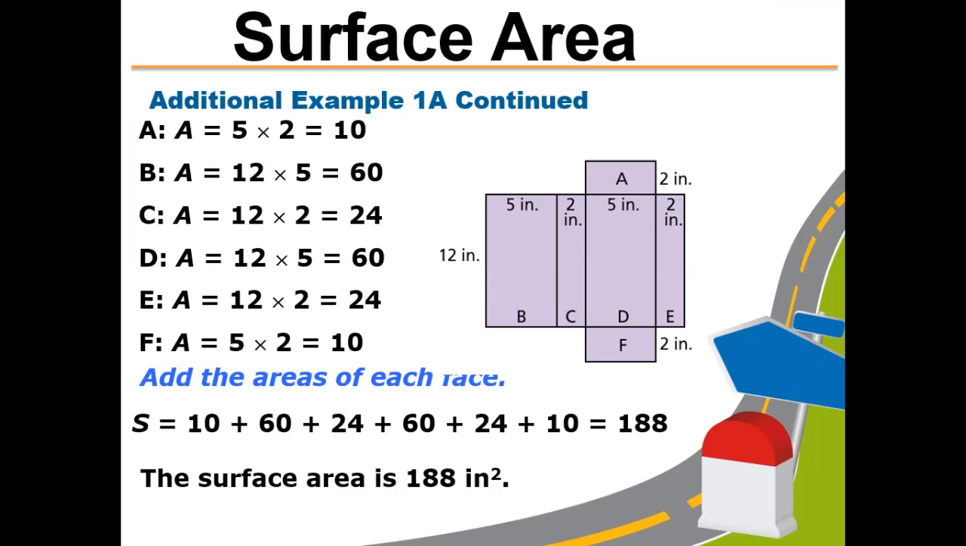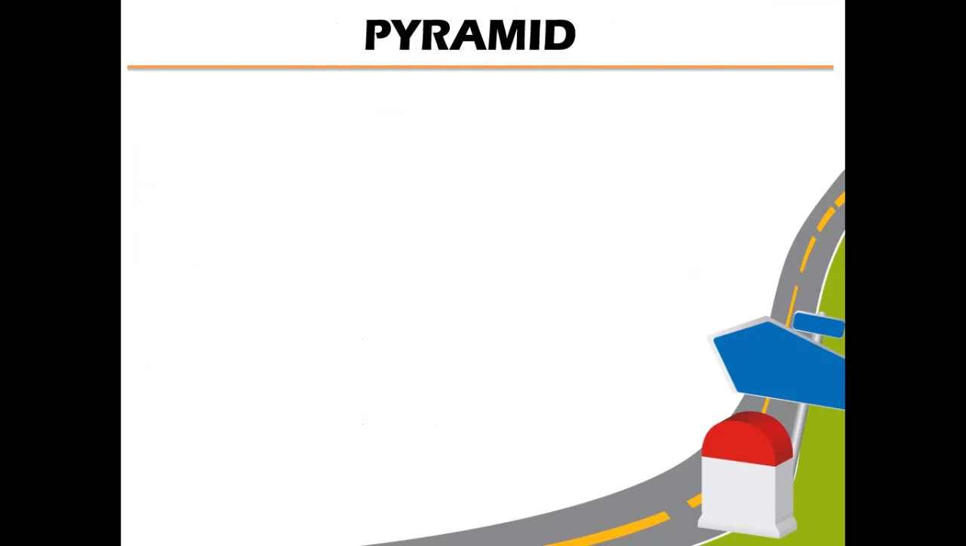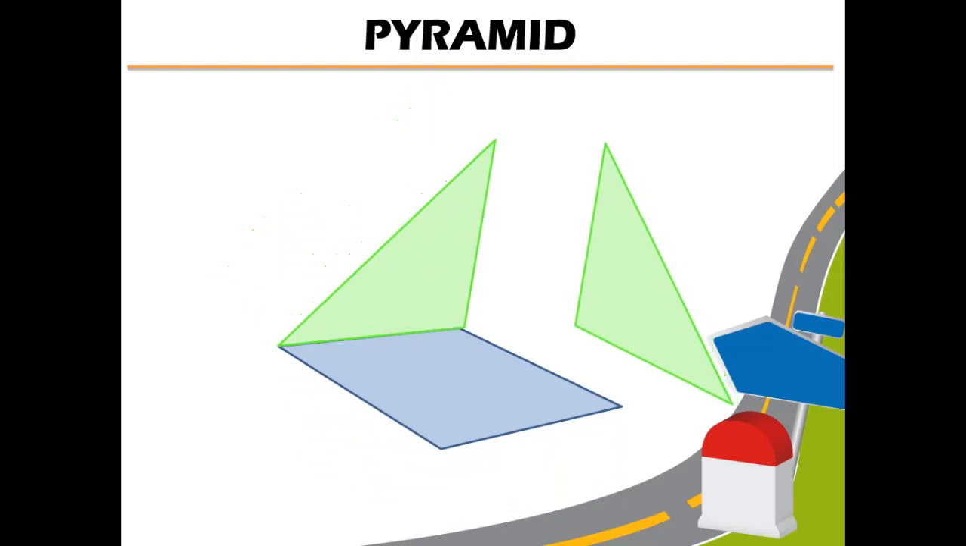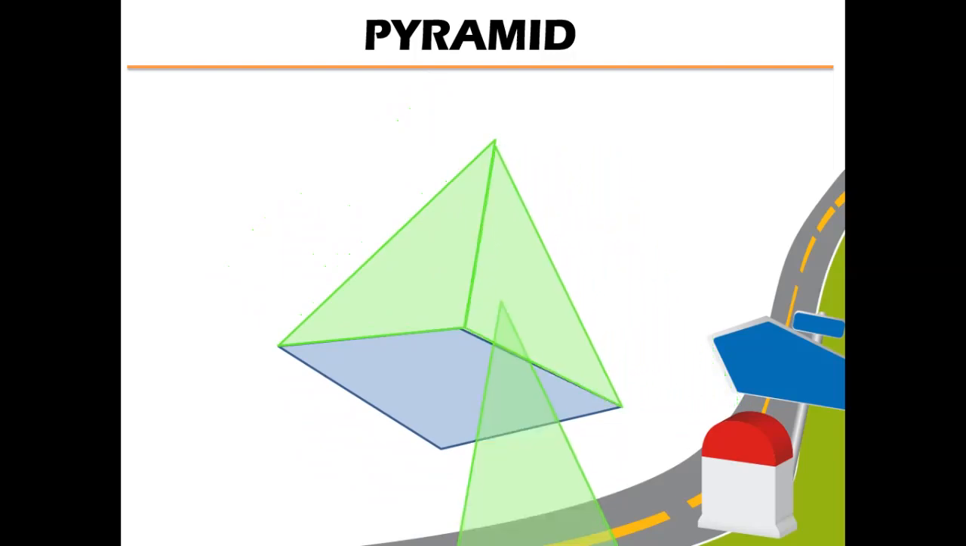Let's move to example number 2, using the pyramid. First of all, let's also disassemble this pyramid. What will we get? One base, triangle, second one, 3, and 4. So in my figure here, I have 4 triangles and 1 rectangle down, or square, according to your figure.